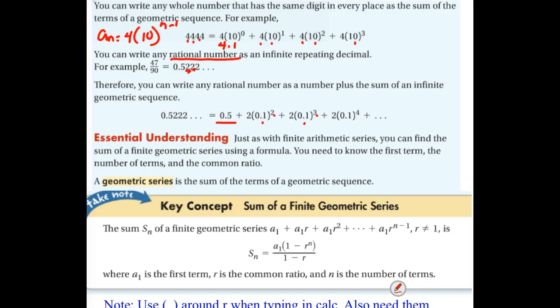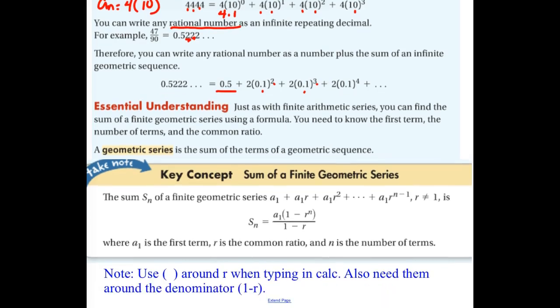Okay? So we are going to look at geometric sequences, and then we're going to start adding those terms together. In other words, a geometric series. The things that we are going to have to know in order to add them up is, what is the first term, how many terms are we adding, and what is the common ratio.